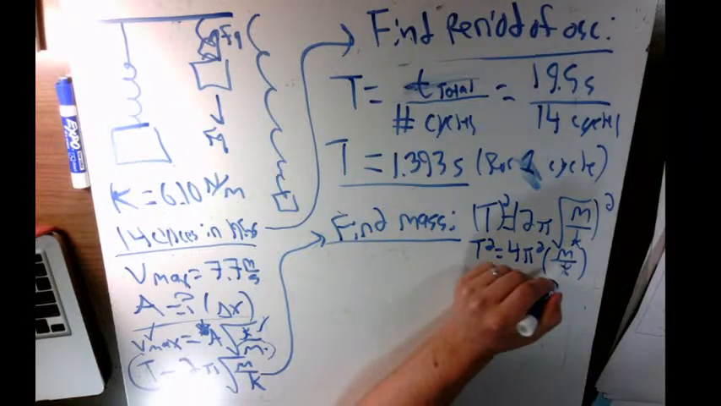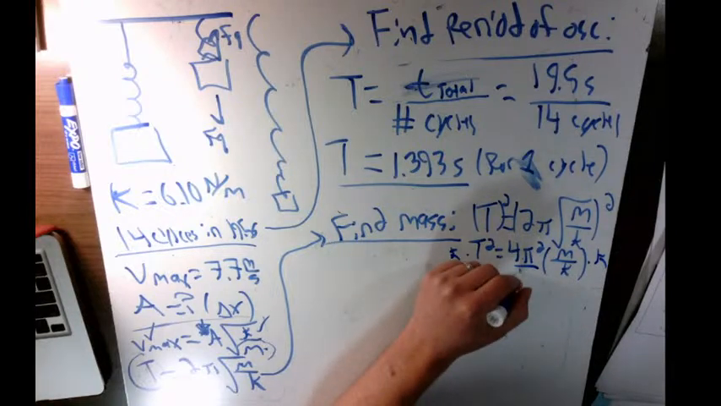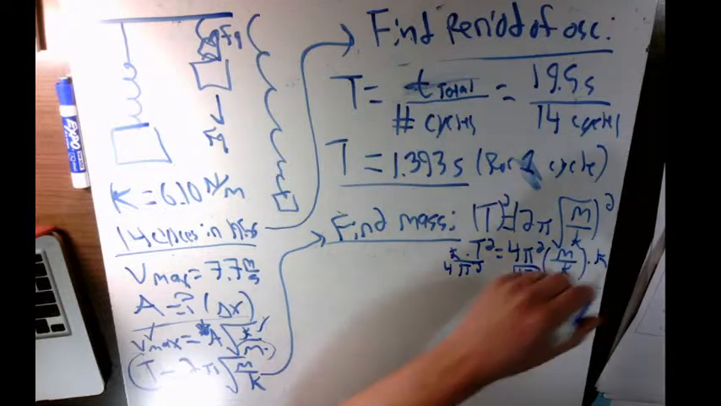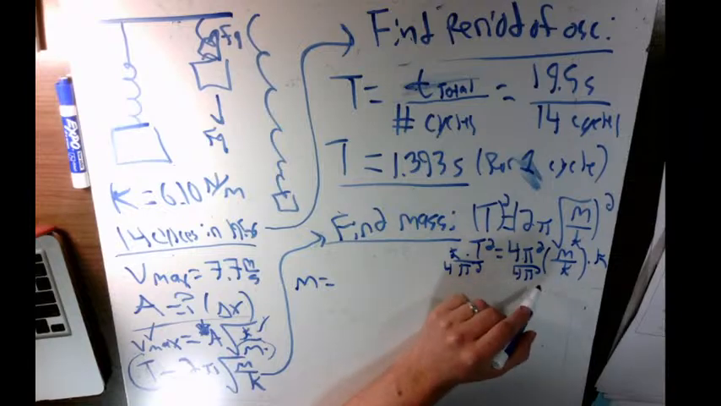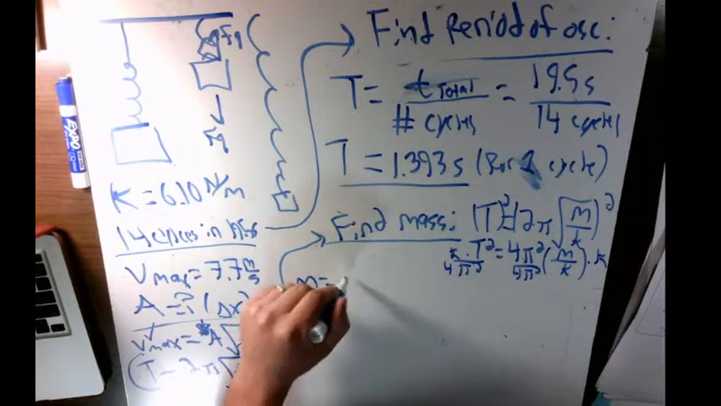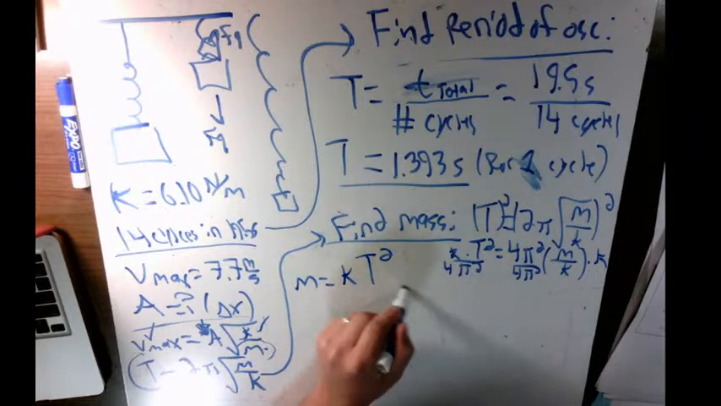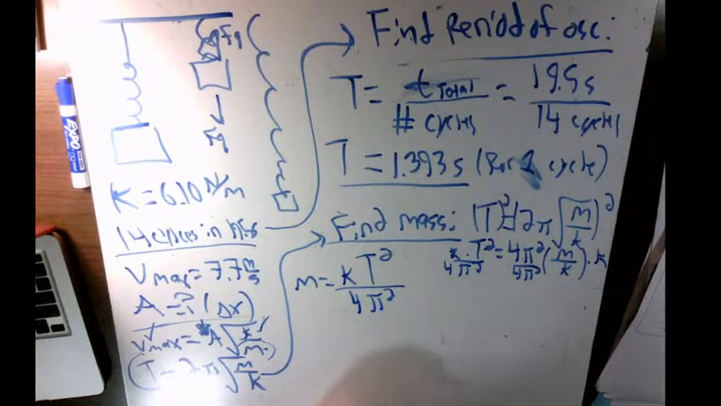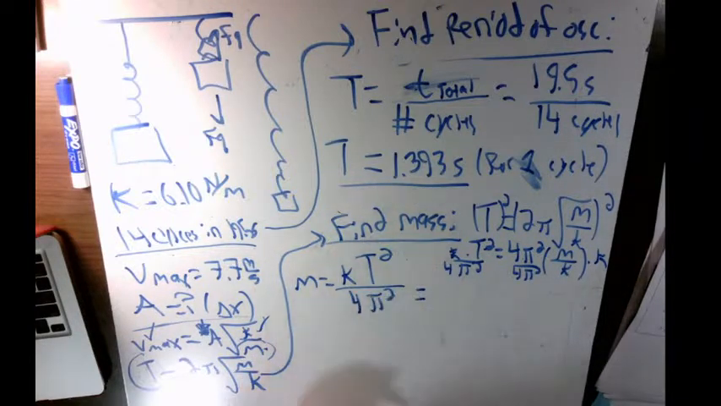So mass is already on top. Instead, we're going to multiply both sides by k and divide by 4 pi squared. So we have mass by itself is equal to, 4 pi squared cancels, we get spring constant times period squared, those two on top in our numerator, and 4 pi squared in our denominator. So again, the algebra of this can be a little bit tricky, but that's what we're left with. And we can throw in our values.